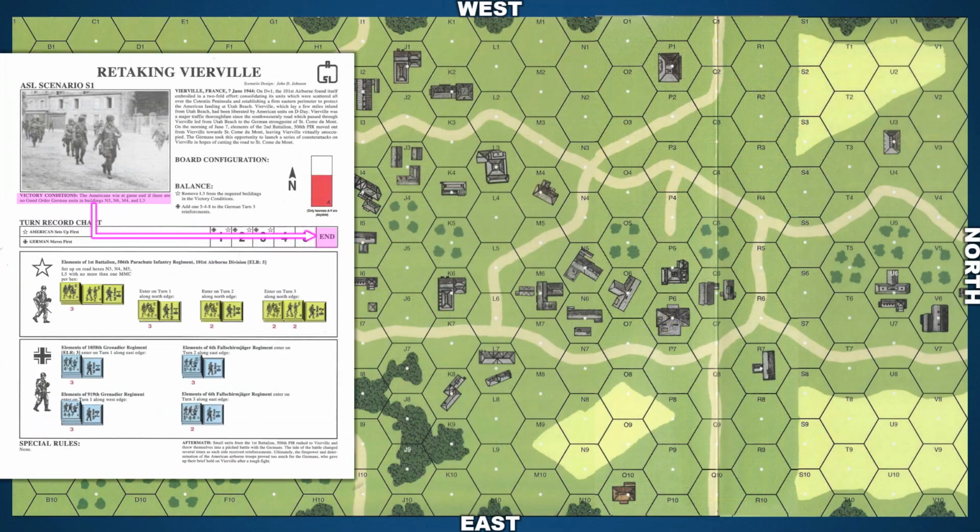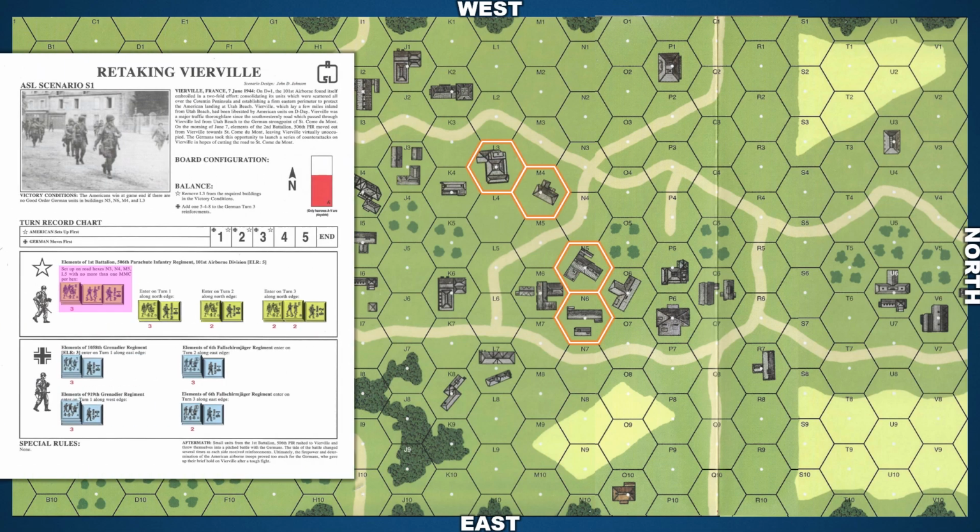First, let's highlight the objective buildings at L3, M4, N5, and N6. Remember, the Americans win at game end if there are no good order German units in these buildings. If there are, then the German player wins.